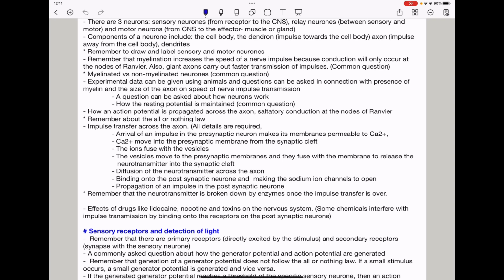So for impulse transfer across the synapse, arrival of an impulse in the presynaptic neuron makes its membranes permeable to calcium ions. Calcium ions move into the presynaptic membrane from the synaptic cleft, and they fuse with the vesicles. These vesicles will fuse with the presynaptic membranes. They will release the neurotransmitter into the synaptic cleft. The diffusion of this neurotransmitter will occur across until it reaches the postsynaptic neuron, and here sodium ion channels are going to open, and then propagation of an impulse in the postsynaptic neuron is going to occur.